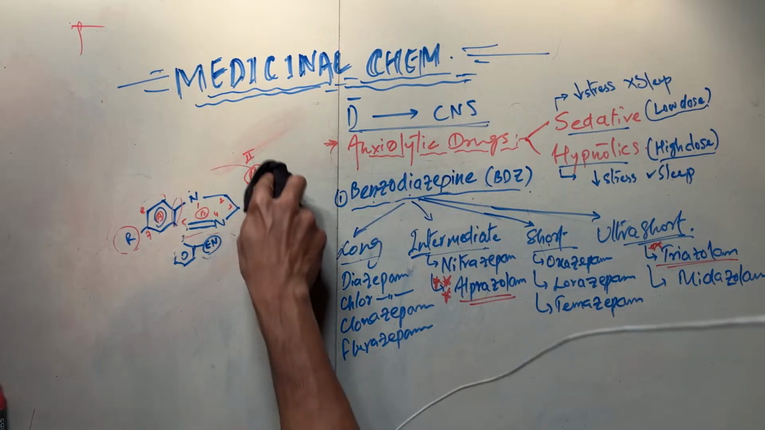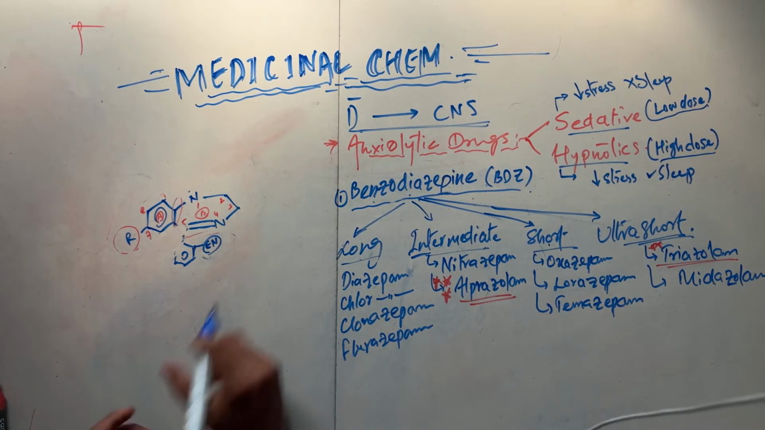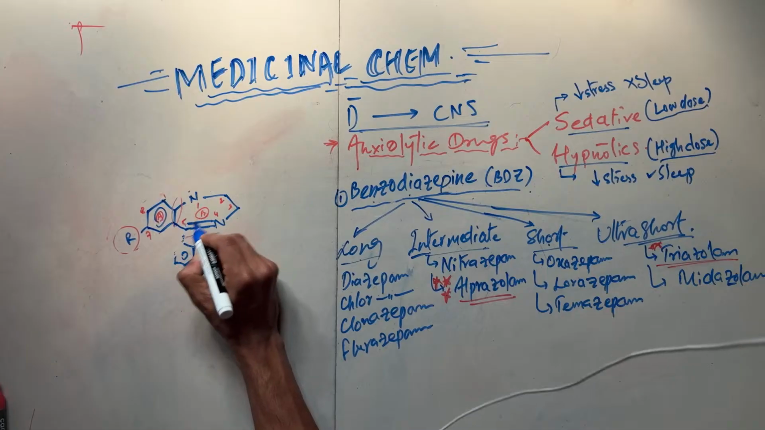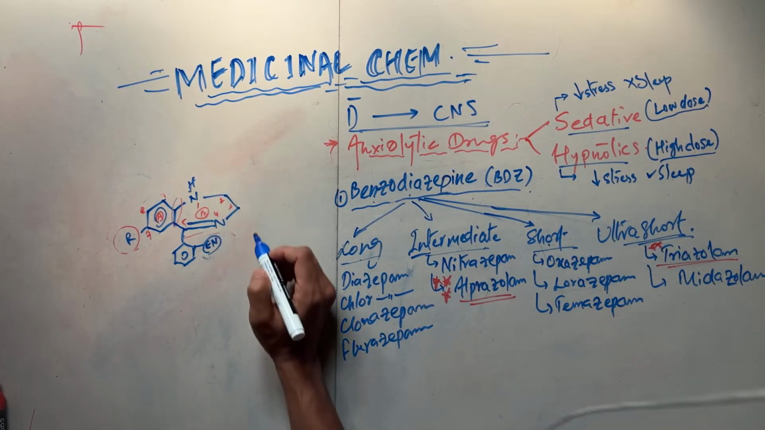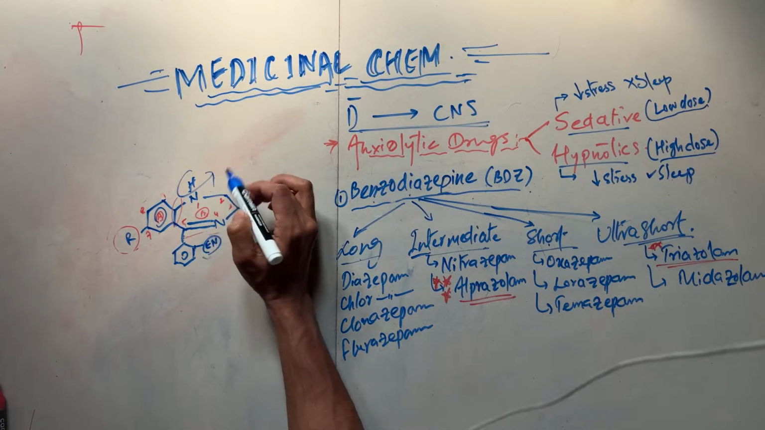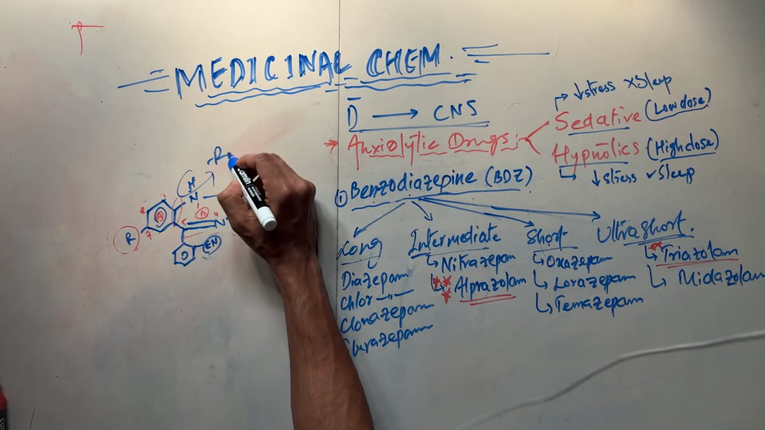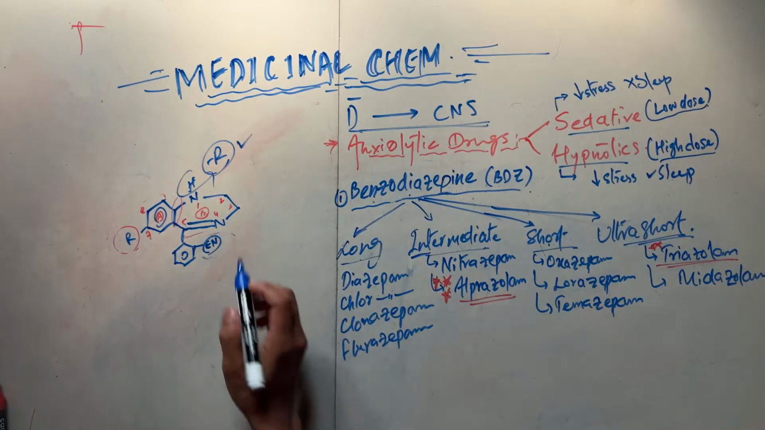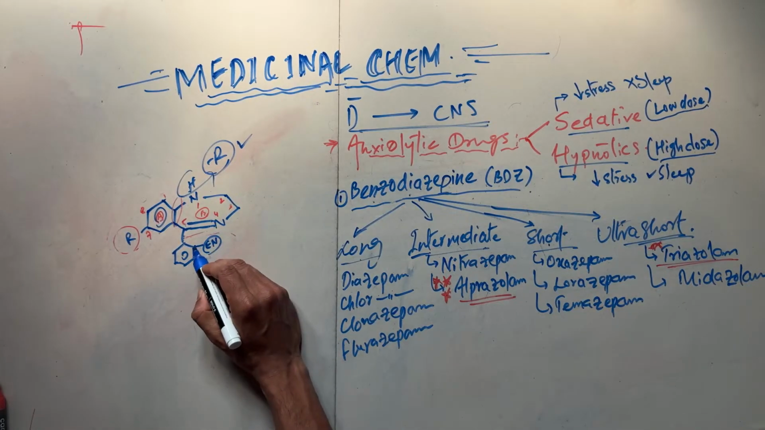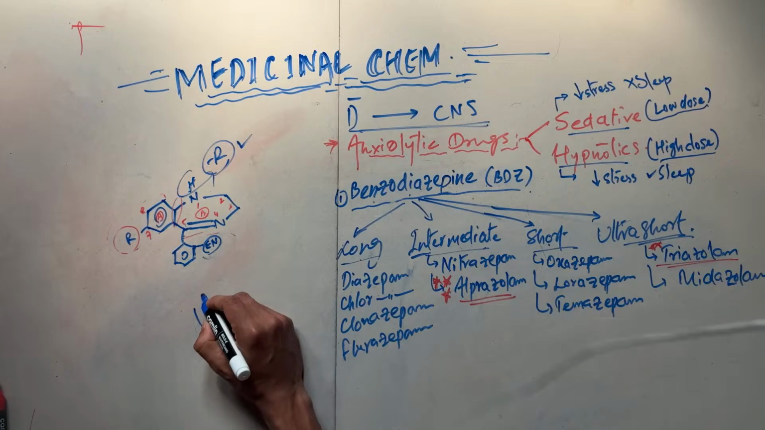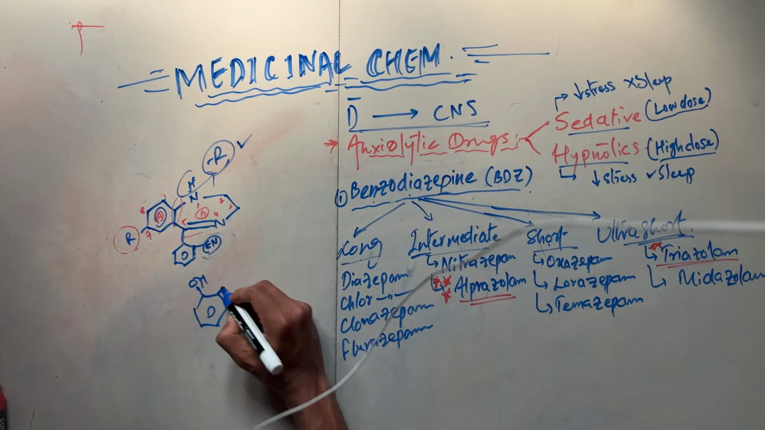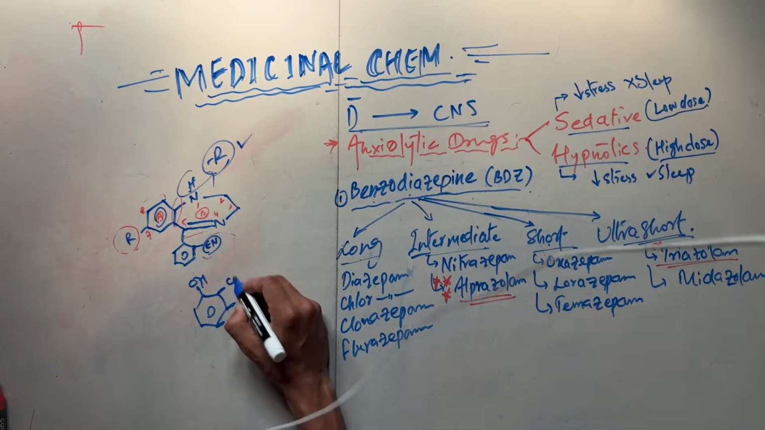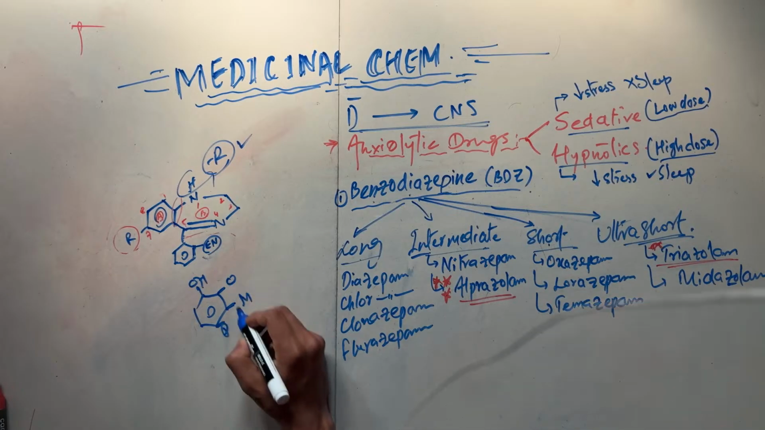What are the modifications possible? See, this nitrogen has 1 hydrogen, yes. This hydrogen can be replaced or substituted with any alkyl group, possible or not? Yes, it is possible. Second, this phenyl ring has an ortho position. What is ortho? For example, this is the phenyl group. This is called the ortho position, this is called the meta position, this is called the para position. OMP, ortho, meta, para positions.